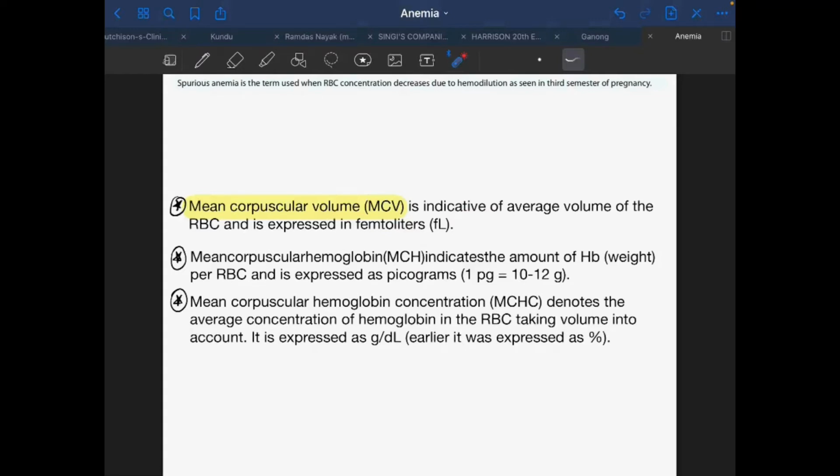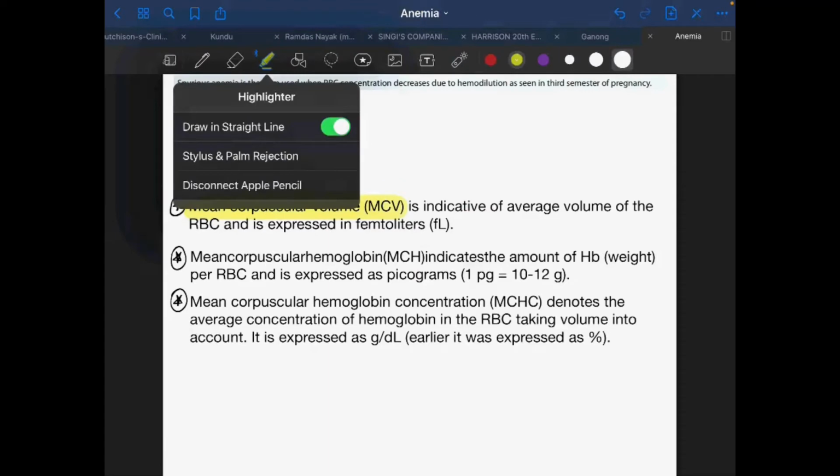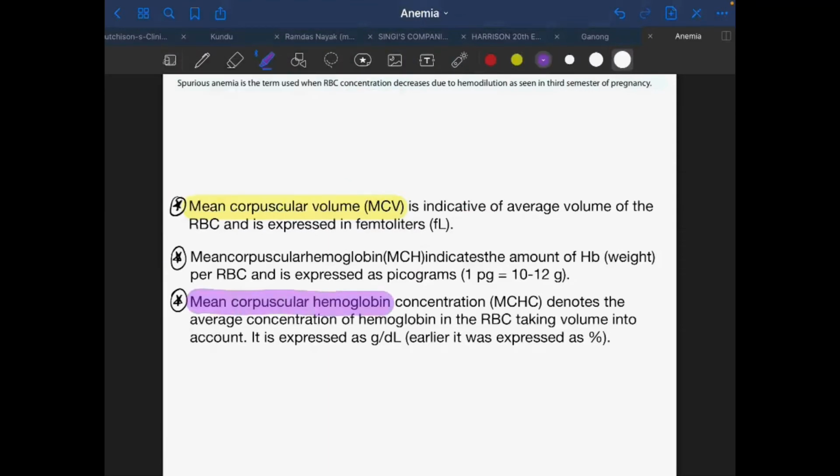Now coming to mean corpuscular hemoglobin concentration, MCHC. This denotes the average concentration of hemoglobin in the RBC taking volume into account. Here we take a particular volume of RBC and we calculate the concentration of hemoglobin in that particular RBC. It is generally expressed in grams per deciliter.